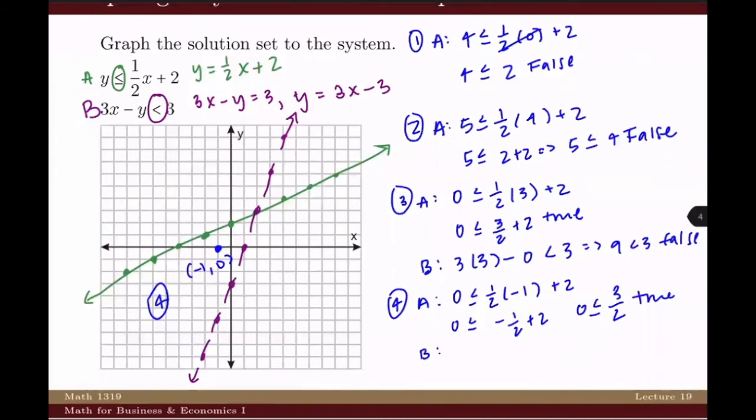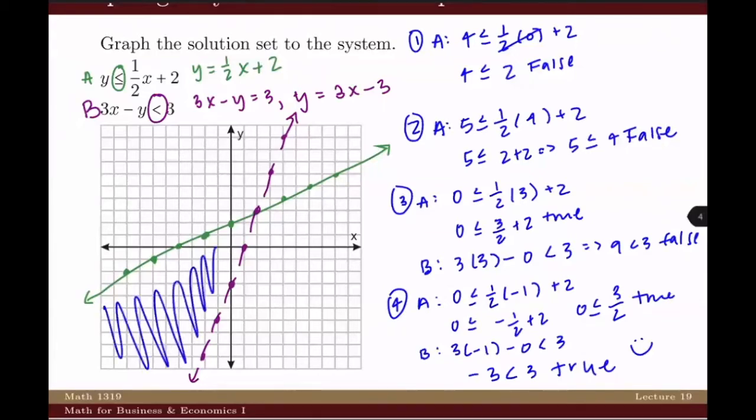So we'll get 3 times -1 minus 0 is less than 3. So that's -3 is less than 3, which is true. Yay, we found our solution. So our solution is going to be in what I called section number 4, which is this one. So we shade this area. So that is our solution to our system of inequalities.